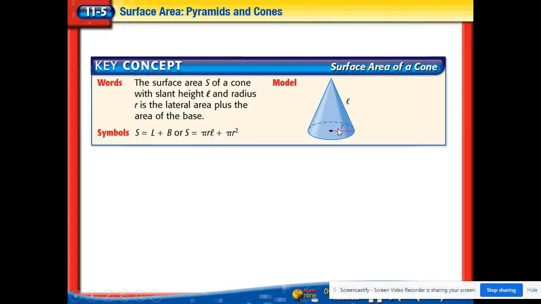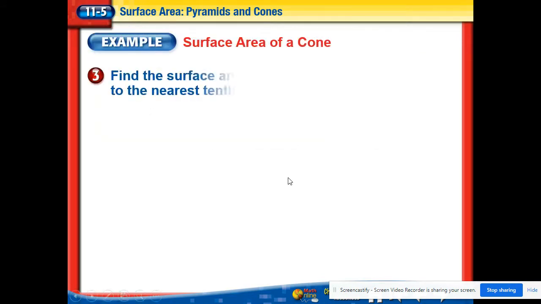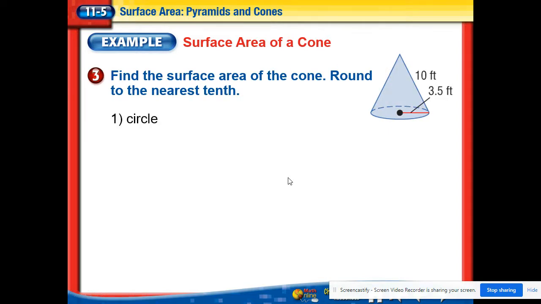All right, what about a cone? Now we have a specific formula for the cone, but we can actually do this same thing. We can still find the lateral area, one base, and then add those 2 together. So there is this formula here, but we're going to do it like we've been doing the other ones. It's really no different. So the first thing is we need to identify that that's a circle.